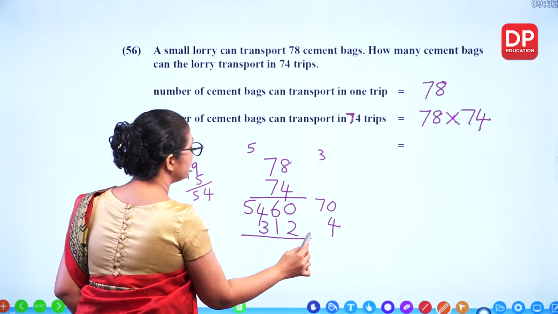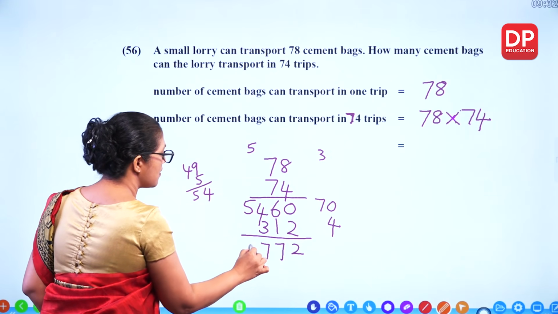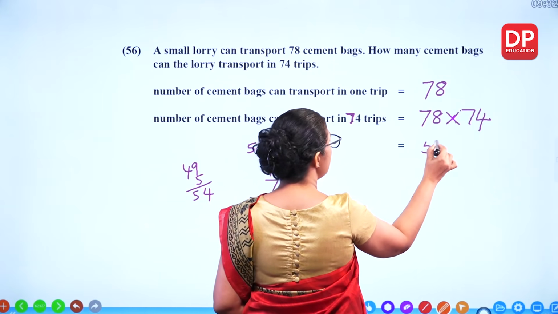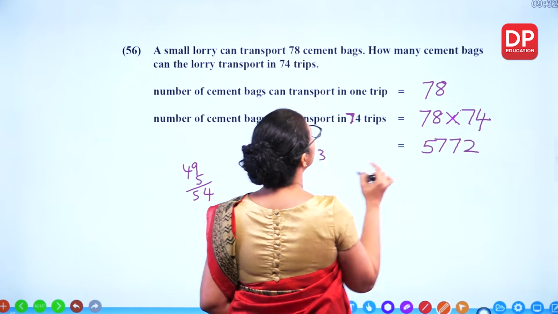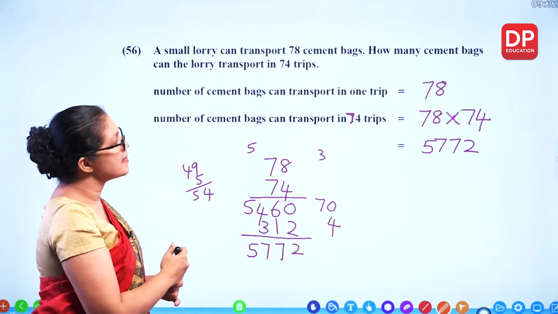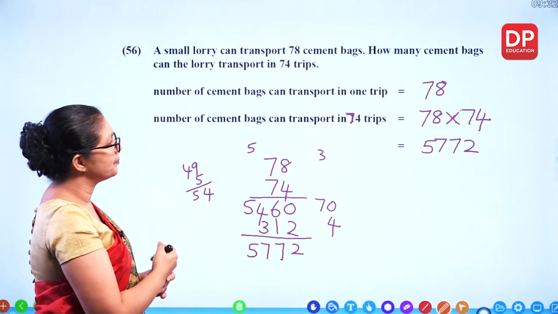Now add it. 2, 7, 7, 5. 5,772 cement bags are there in 74 trips.